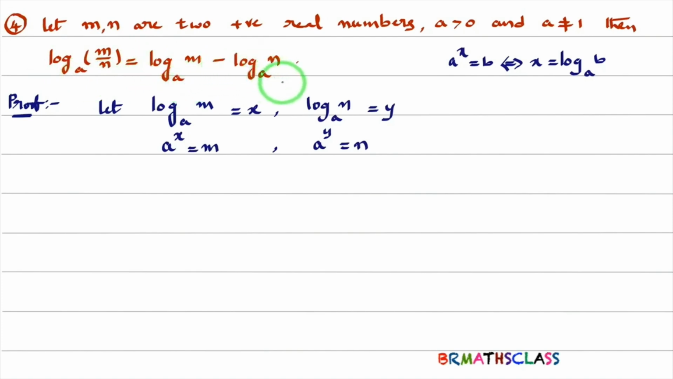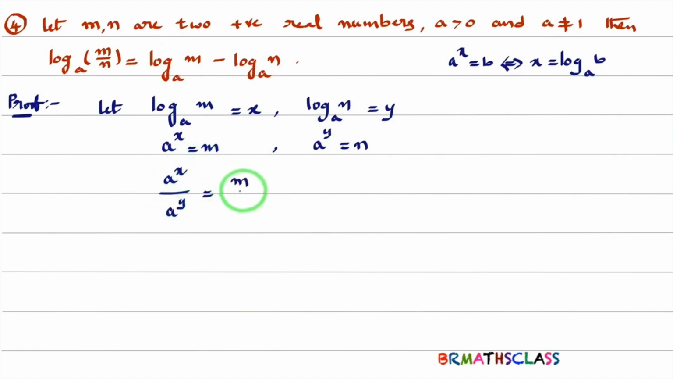We need to prove this result. To prove this result, I considered log m base a as x. Like the earlier property, I considered log m base a as x and log n base a as y. As per the definition, this can be written as a power x equal to m and a power y equal to n. To get this result, what will I do? I'll consider a power x divided by a power y just to get the answer. What is a power x?